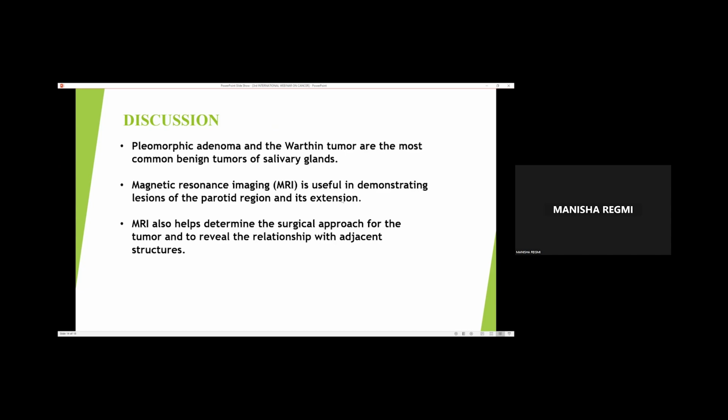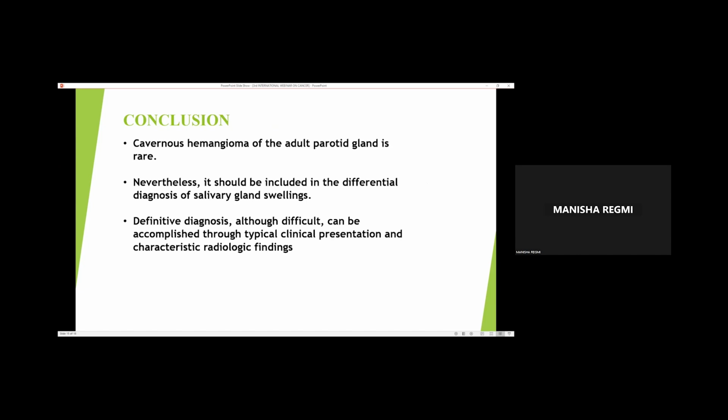MRI is useful in demonstrating lesions of the parotid gland and their extension, as in our case, where it was extending to the parapharyngeal space. MRI also helps determine the surgical approach for the tumor and reveal the relationship with adjacent structures. In conclusion, cavernous hemangioma of the adult parotid gland is rare. Nevertheless, it should be included in the differential diagnosis of salivary gland swellings. Definitive diagnosis, although difficult, can be accomplished through typical clinical presentation and characteristic radiologic findings.